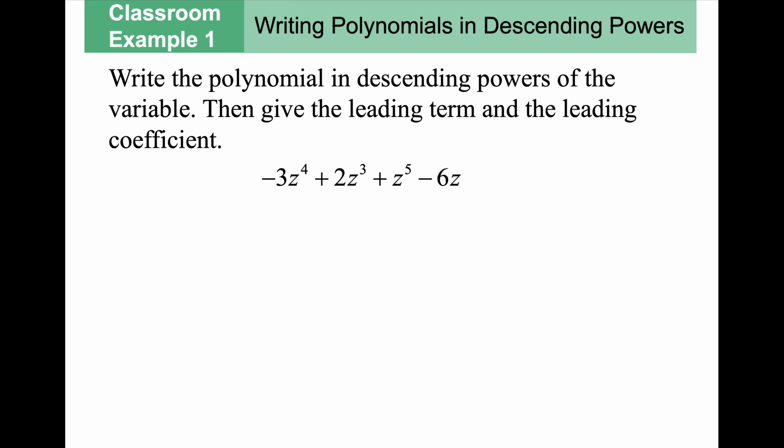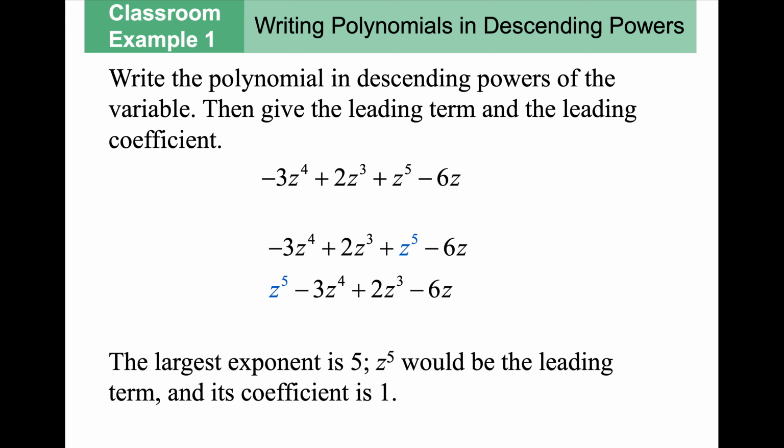So if I look at this polynomial and I want to write it in descending powers, I have to identify the leading term and the leading coefficient. So I'm looking at these terms. The highest exponent is 5. So I'm going to move that z to the 5th to the first term. Then I'm going to write it in descending powers, and I know that my largest exponent is 5, so my degree is 5. And z to the 5th is my leading term, and the coefficient is 1 because it's not written.